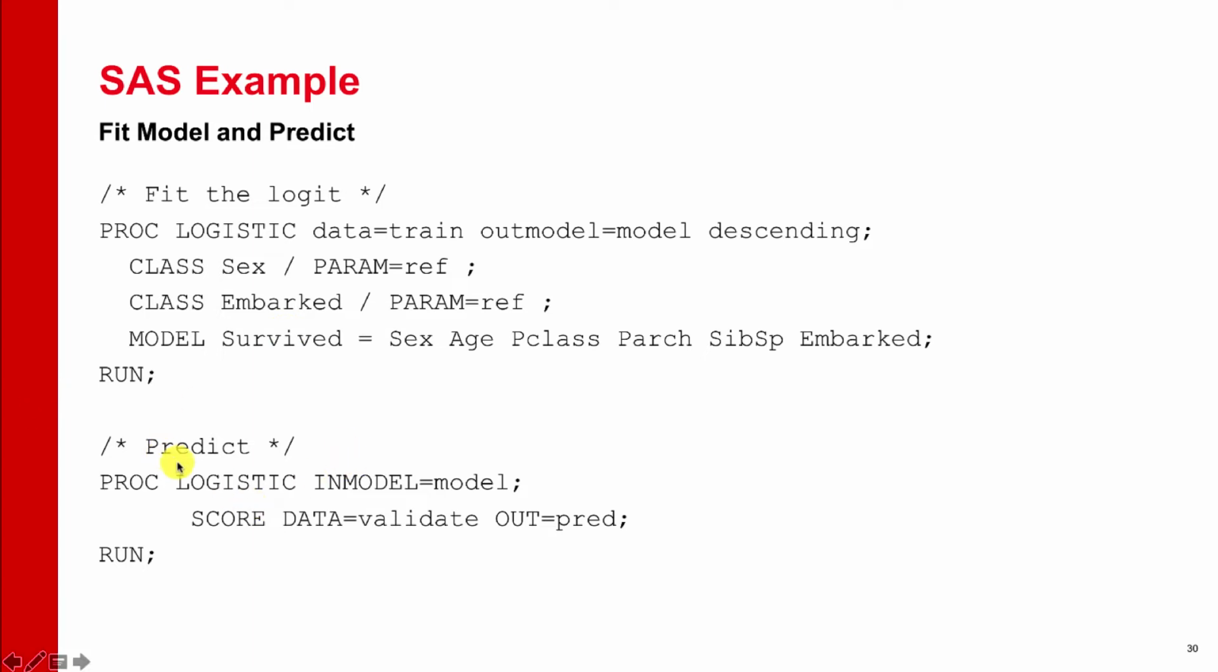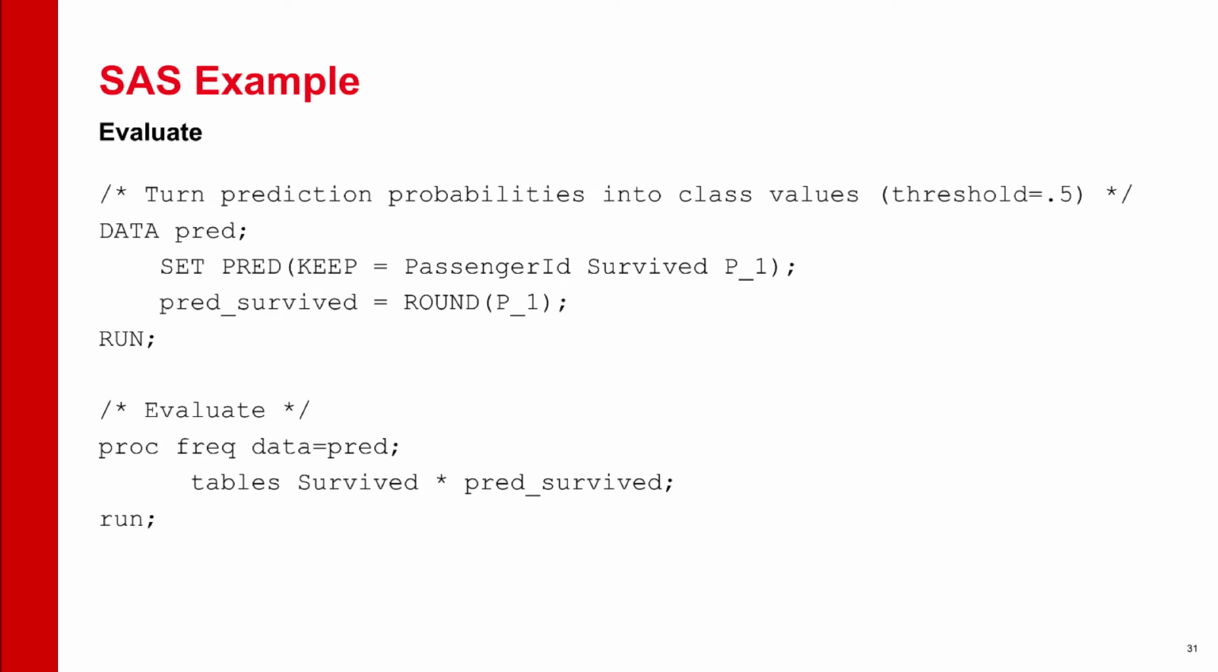Then I'm going to predict. I'm going to call the logistic, giving it this model. I'm going to score and validate it. Now there is a way you can combine these two together, but I wanted to keep them separate because when I go to deploy these, often I want the training completely separate than the predictions. And then I'm going to turn the predicted probabilities into class values so that we have survived versus not survived, and then finally evaluate and output that.